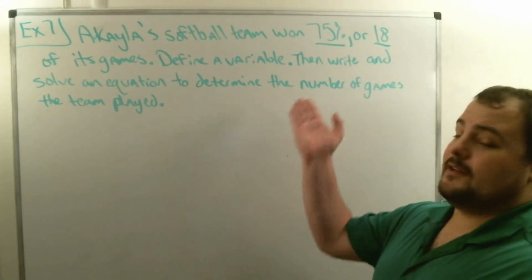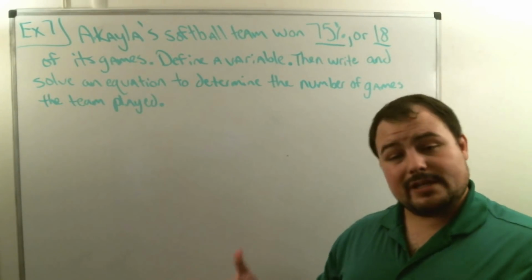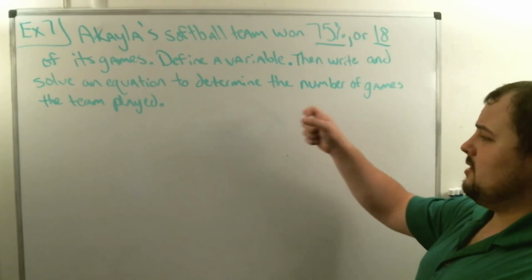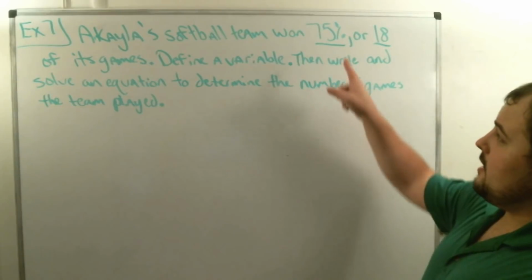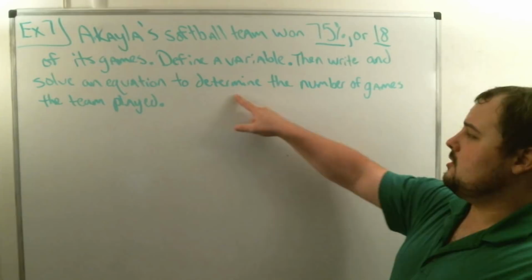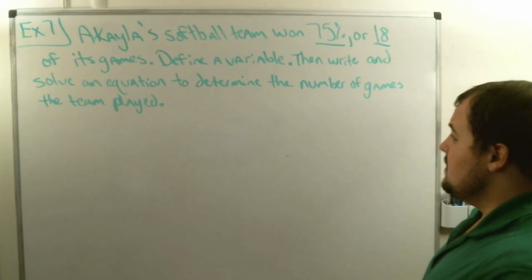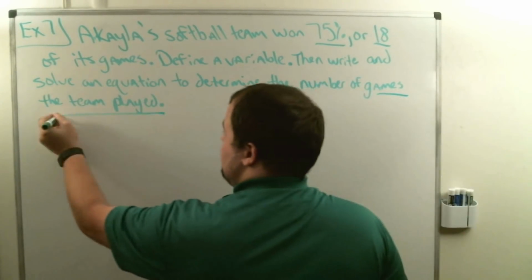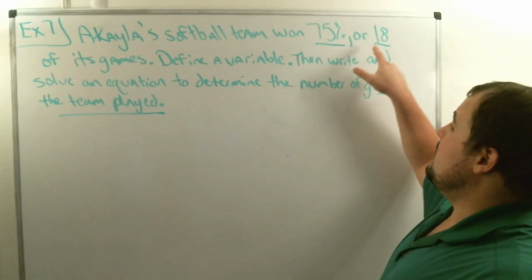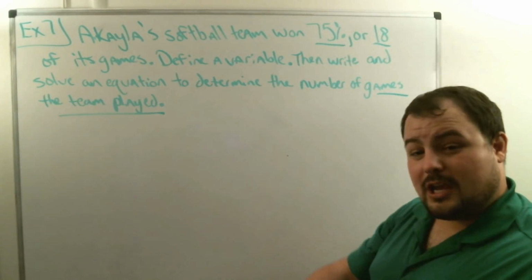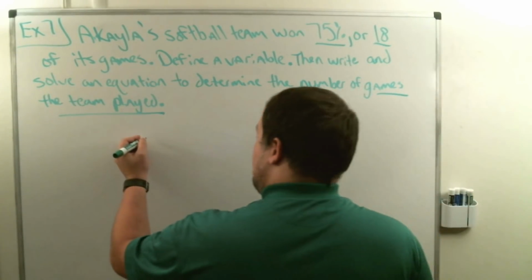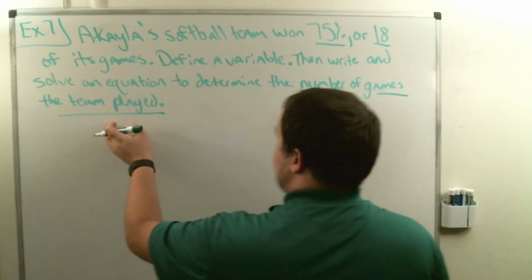Our job is to define a variable. So we need to figure out what piece of information is missing. Then write and solve an equation to determine the number of games the team played. So I know that 75% is 18 of its games. But it says that we need to determine the number of games the team played. So the games the team played is the variable I don't know. I know that they won 75%, which is 18 of their games, but I don't know how many games they played total.